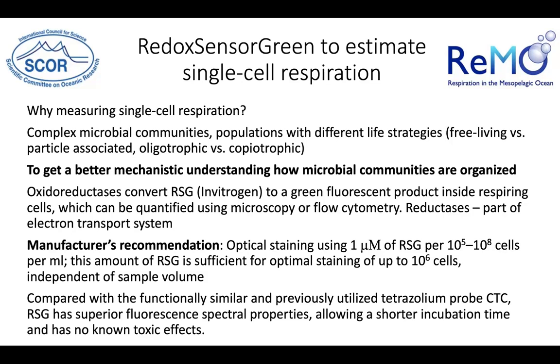The manufacturer, Invitrogen, recommends using 1 micromolar of RedoxSensorGreen for the staining, and this would stain about 10 to the 5th to 10 to the 8th cells per milliliter. Actually, this is pretty much independent of the sample volume. RedoxSensorGreen has an advantage over, for example, CTC, which is also a tetrazolium salt-based fluorescent substrate used in the past for visualizing respiring cells. But RSG is superior because it has better fluorescent properties, and this allows shorter incubation times. Also, and this is important, it has no known toxic effects.